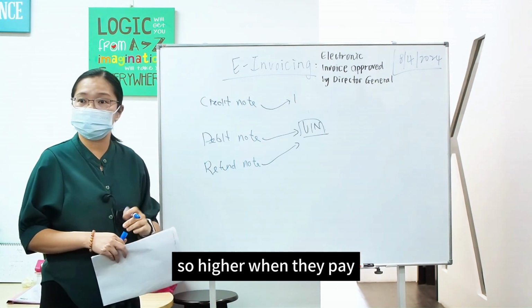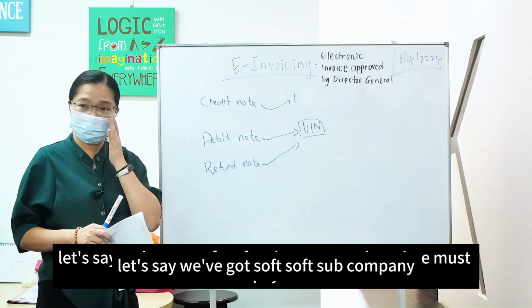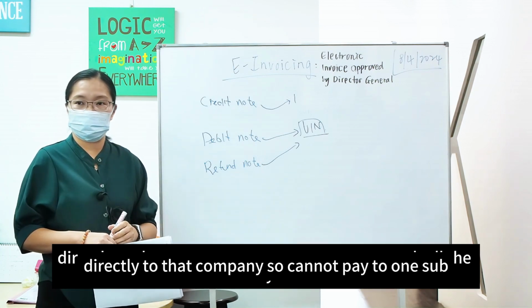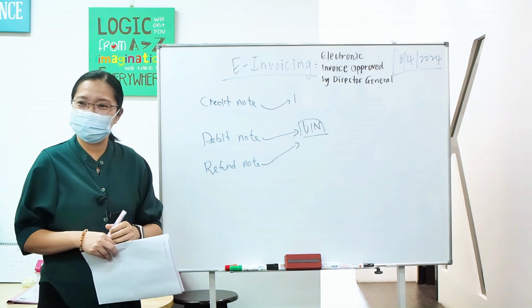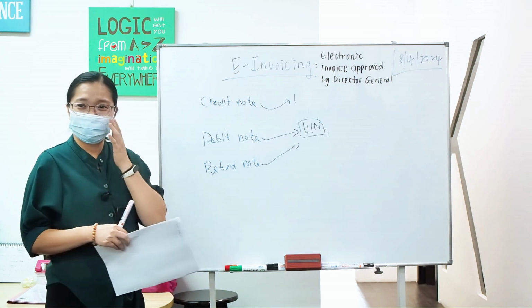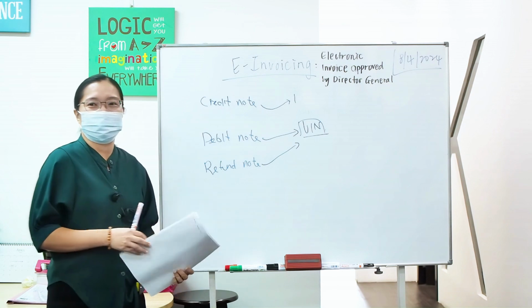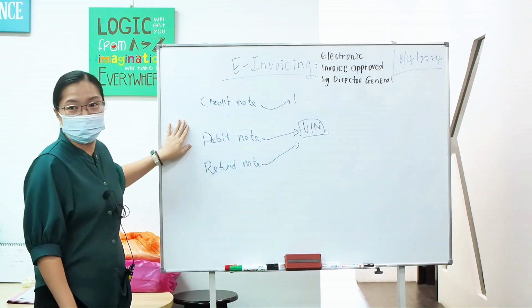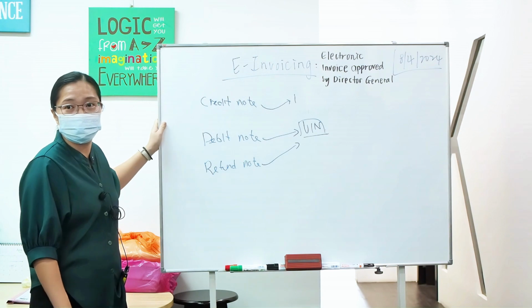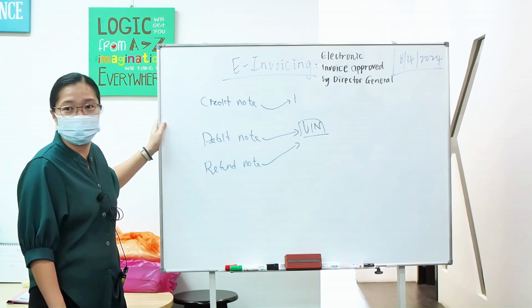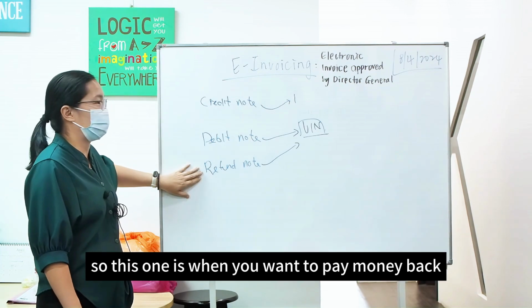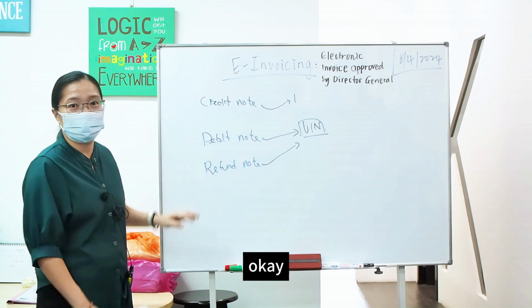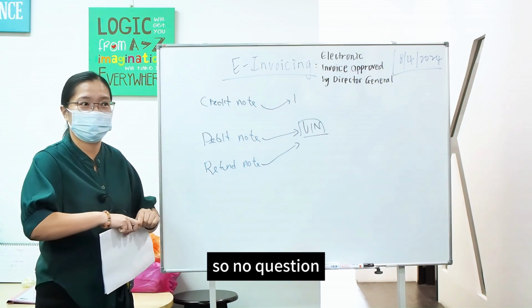So when the client pays, let's say we have a sub company, the client must pay directly to that company. So you cannot pay one sub company for all the invoices. Is it like that? Basically, it's like that. Go back to GST times. Credit note: one credit note matches with one invoice. You cannot match with another company or another invoice. Simple as that. So this one is for when you want to pay money back. Okay? So no question.